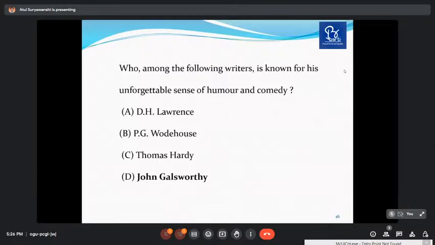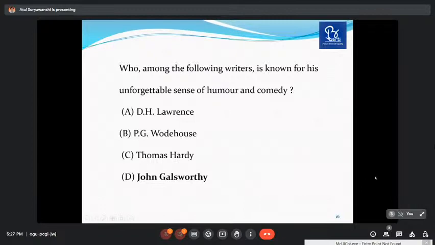So now our work is to search the works of John Galsworthy, to search why he received the Nobel Prize in Literature and what the themes of his work are. That is the work for us.